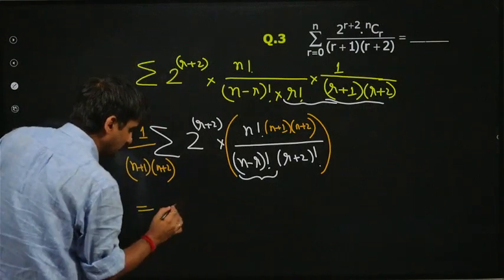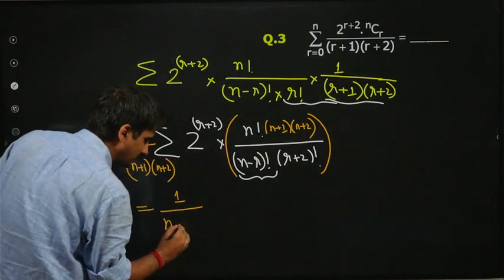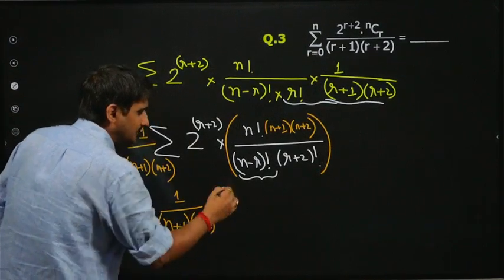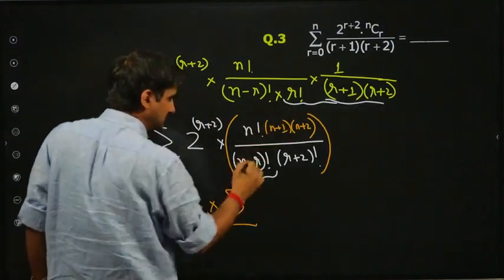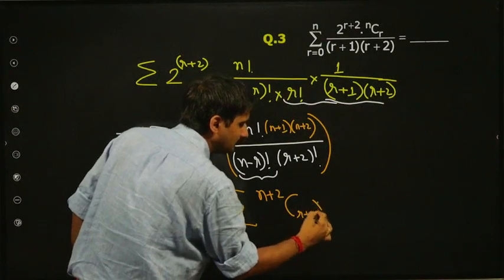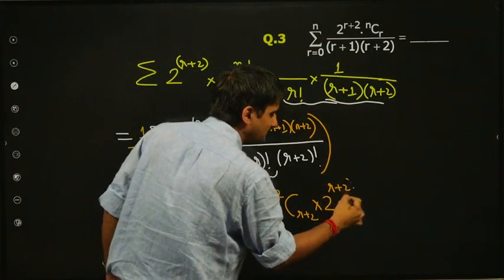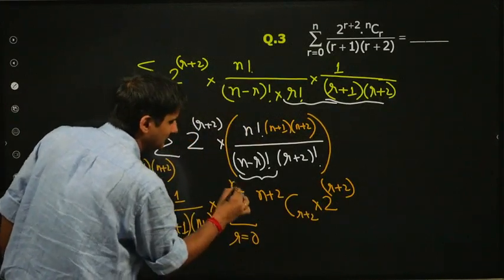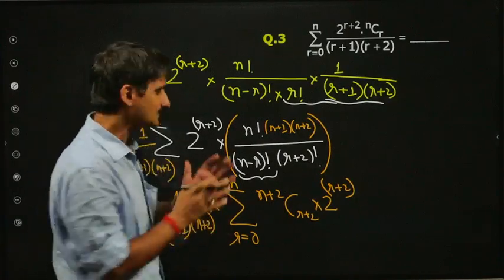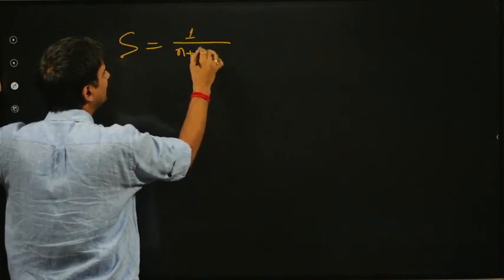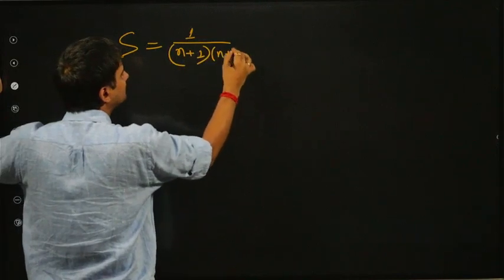So what are we going to get here? 1 upon n plus 1 into n plus 2, and now you can write this entire term as n plus 2 C r plus 2 into 2 raised to the power r plus 2, where r goes from 0 till n, and that's it. Now if I expand the summation, we have 1 upon n plus 1 into n plus 2.